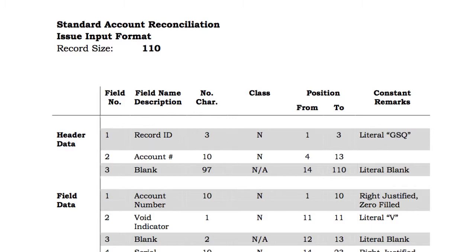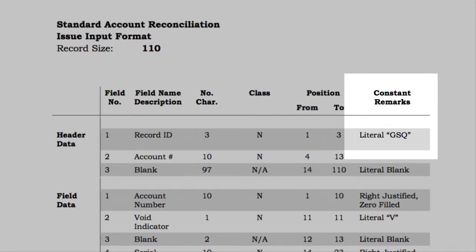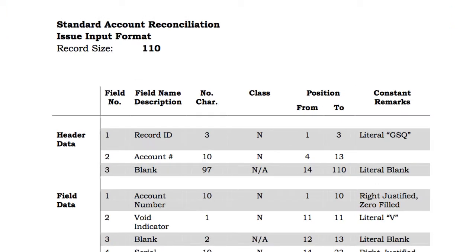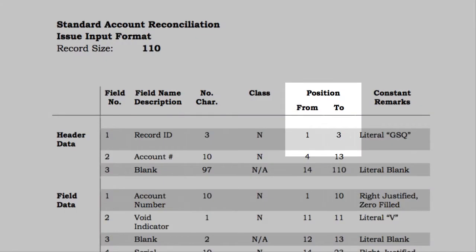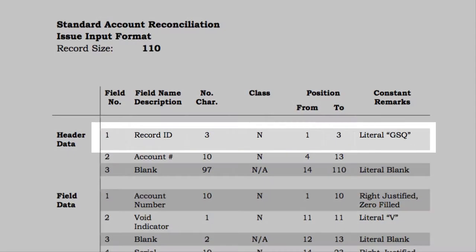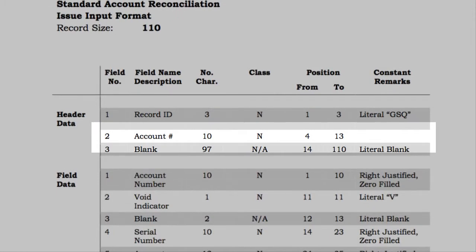Looking at the body of the form, we see the first item, Record ID. Under the column Constant Remarks, we see Literal GSQ. In Vista 5, in the first row, under Data Source, we find Constant as an option. This opens the next column, Field Text, for text entry, and this is where GSQ will be entered. Going back to the form, we find the item has the positions 1 through 3. These numbers will be entered in the Start and End fields of the template creator. There is no other information pertaining to this row, so we will move forward to the next.